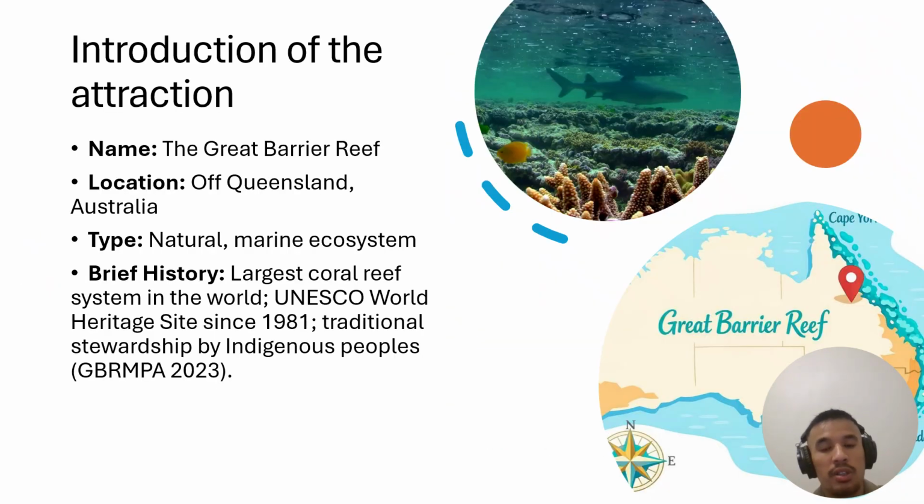Introduction of the attraction. The Great Barrier Reef is located just off the coast of Queensland, Australia. It's actually the largest coral reef system in the world, stretching over 2,300 kilometers and including more than 2,900 individual reefs and about 900 islands. It became a UNESCO World Heritage Site in 1981, which highlights its global significance.